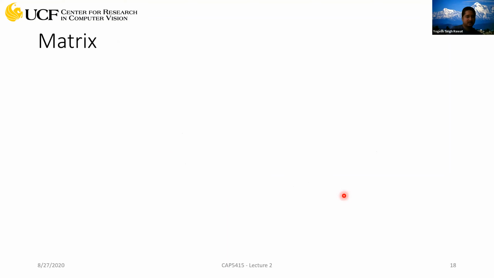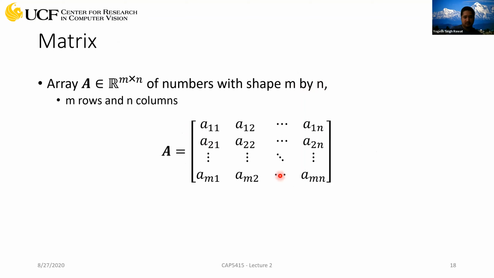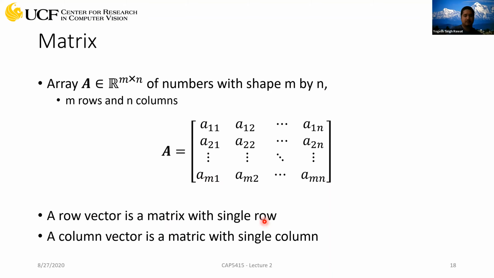Now talking about matrices, a matrix is just an array of numbers and it can have different shapes. When we say a matrix is m by n, it means we have m rows and n columns. This is just showing a sample example. You can see the index m here, which implies that you have m rows and n columns. And as we talked before, a row vector is nothing but a single row, and a column vector is a single column. So those two can also be represented as matrices.